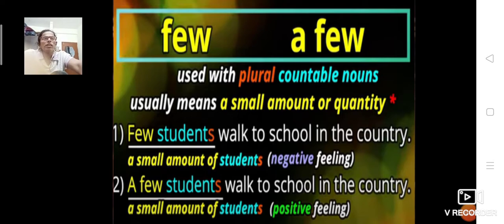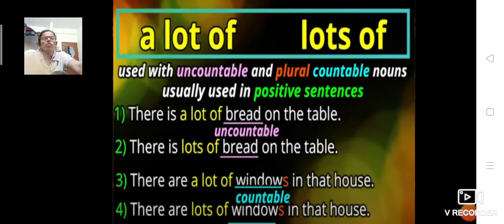So now we'll go with the next topic, that is a lot of and lots of. These are used with uncountable and plural countable nouns. Usually they are used in positive sentences, like, see, there is a lot of bread on the table. Children, you may be thinking, why is ma'am saying bread is uncountable? Yes, of course, children, we don't count bread.